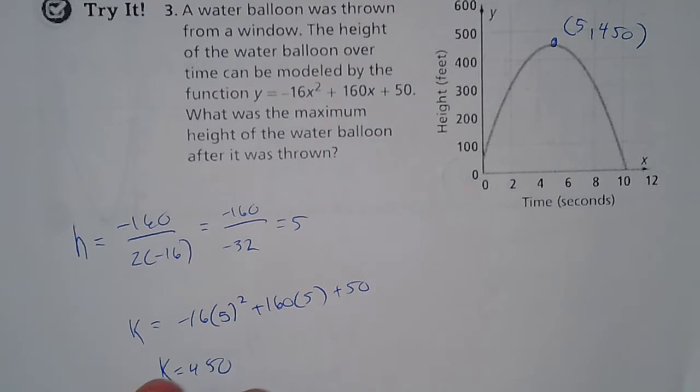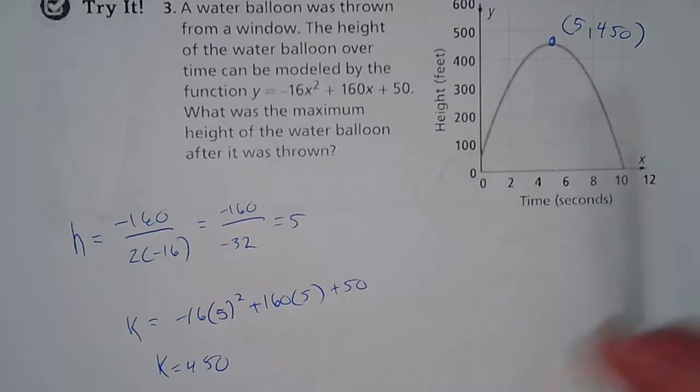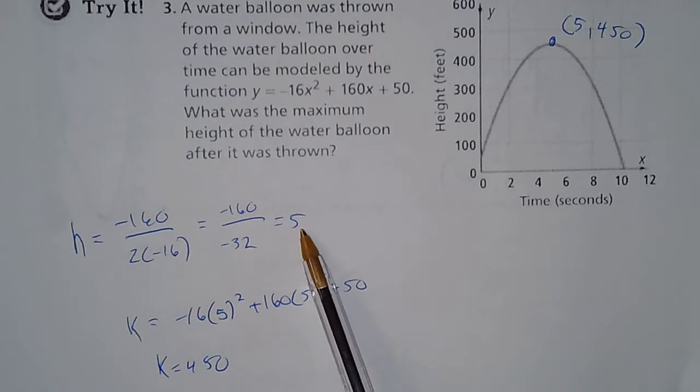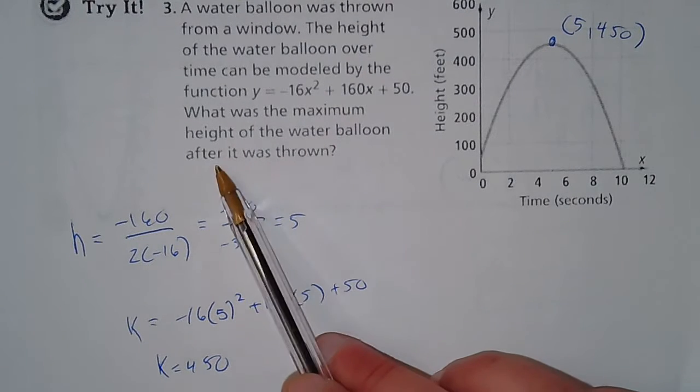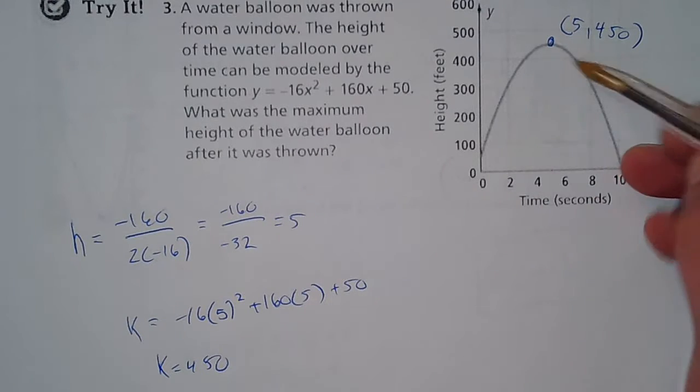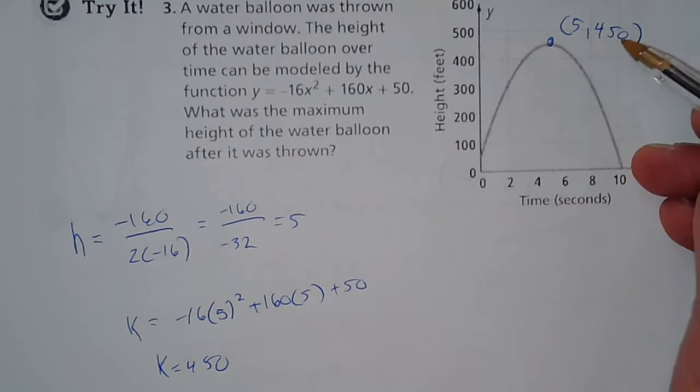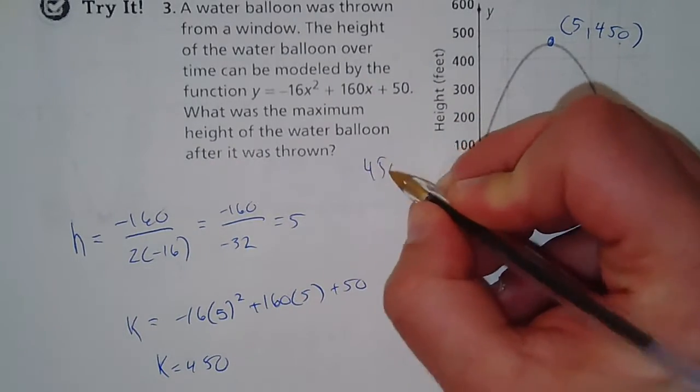Okay, so just going to talk kind of briefly here. I already did the algebraic way of doing this problem. I found the h value to be 5. I substituted the 5 in to find that the k value is 450. And that's actually the answer to my problem, because the problem is, what's the maximum height of the water balloon after it's thrown? The max height's going to happen right here. 450 definitely makes sense as the answer. It looks like it's graphically correct. So yeah, 450 feet.